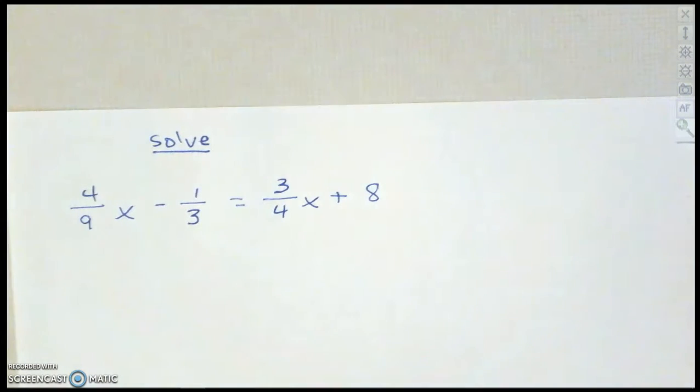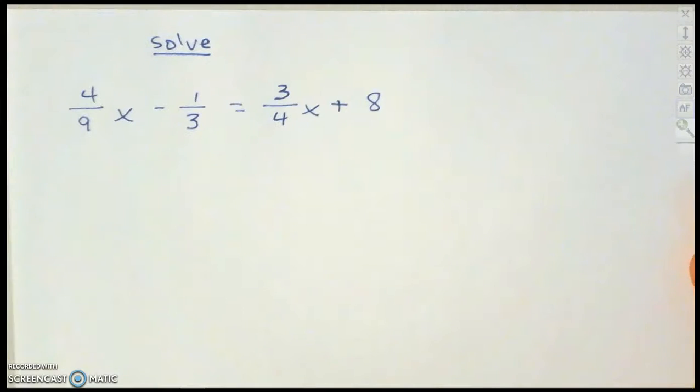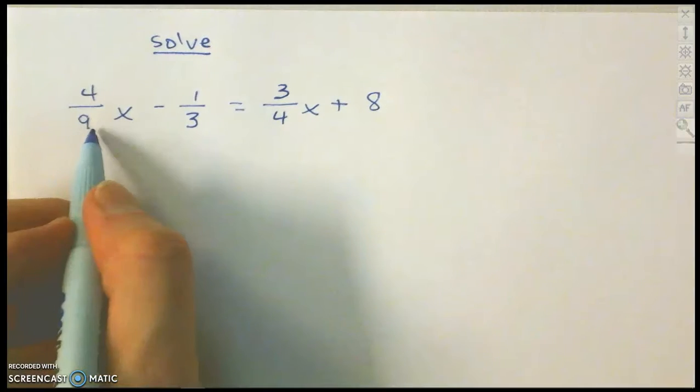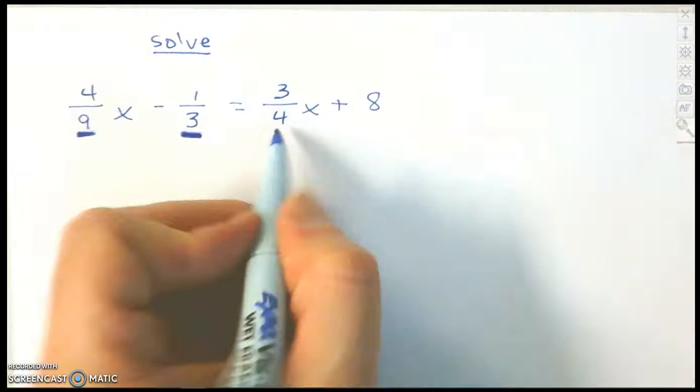So if I give you this, it looks intimidating because we're just not used to working with fractions. We are going to get rid of those fractions as quickly as we possibly can. Now, what we do is we look at our denominators. So what are our denominators? We have a 9, 3, and a 4.